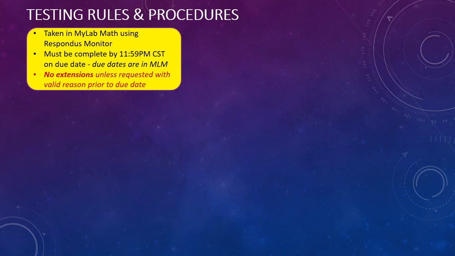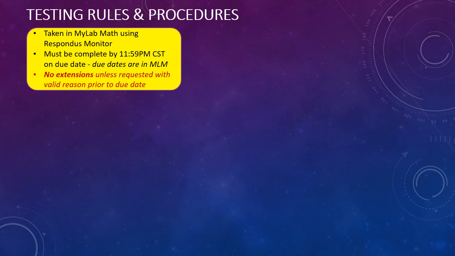All tests must be completed by 11:59 p.m. Central Standard Time on the due date. All due dates in your course are in Mylab Math. They're not in the syllabus, they're in Mylab Math. Tests have no extensions. There is not an extension available on tests. While you can finish homework after the due date, you cannot do that for tests.